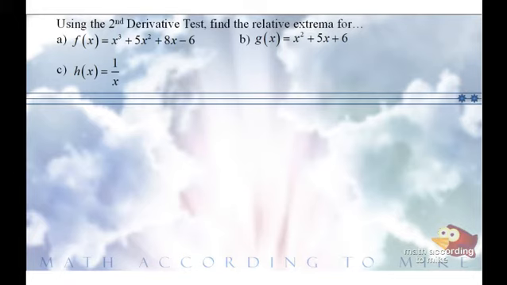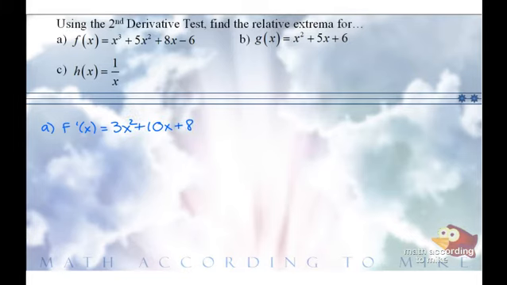So we have two steps which are sort of hidden in the directions here. The first step is to figure out the values that make the first derivative 0. So for part A, we have to first find the first derivative, which we already did, 3x squared plus 10x plus 8.